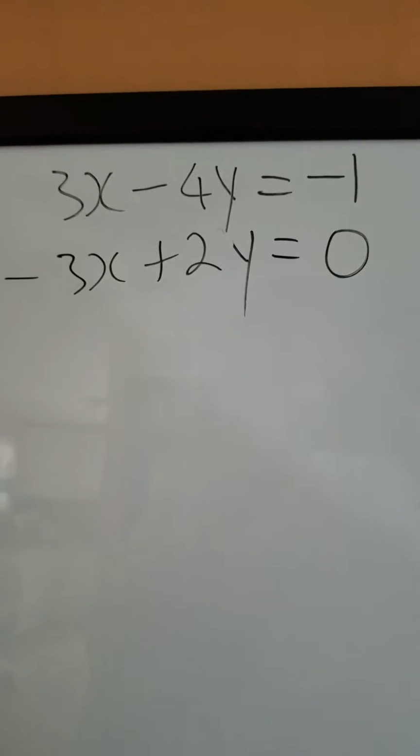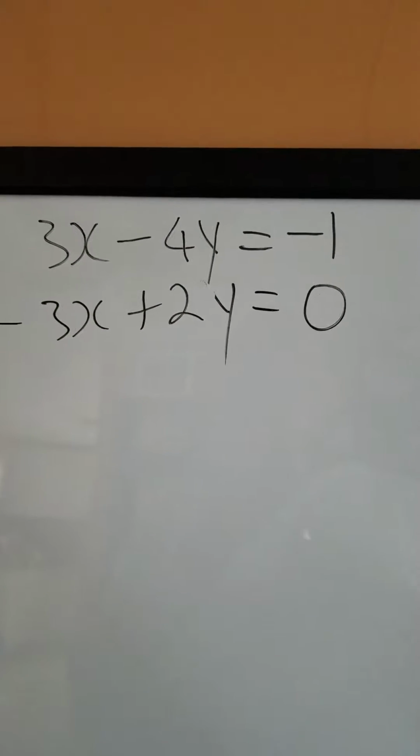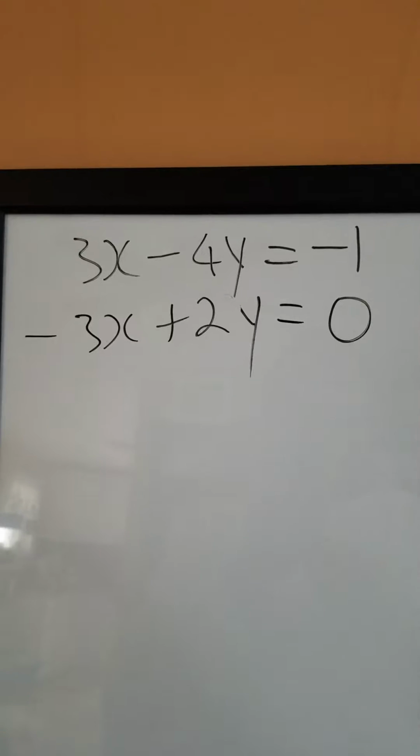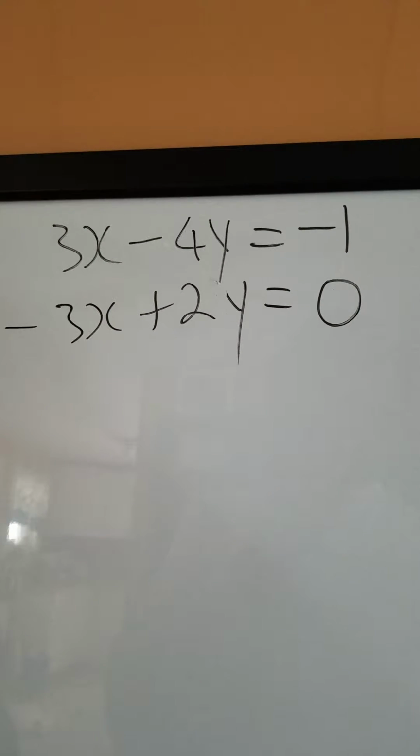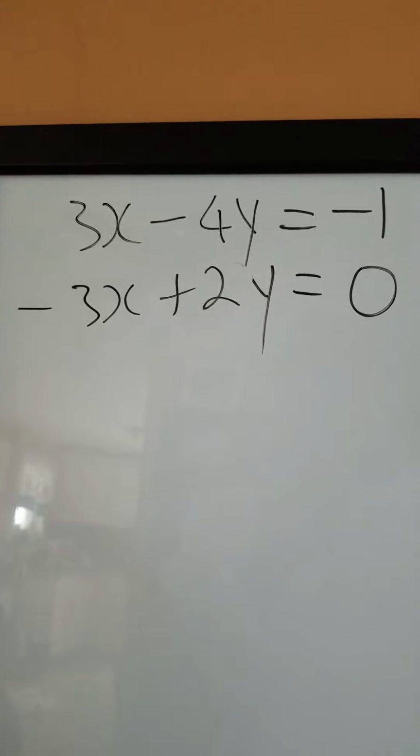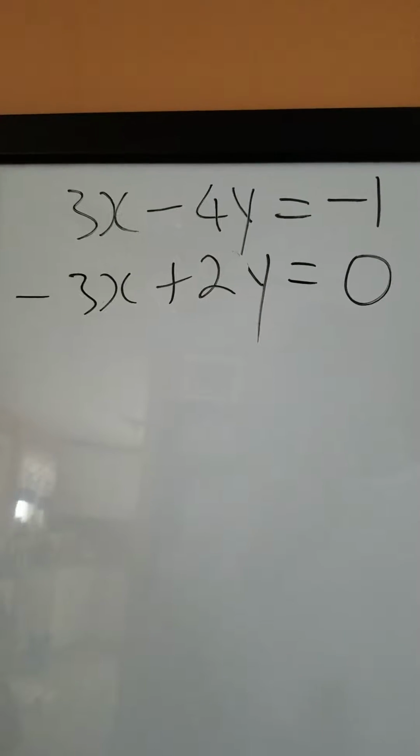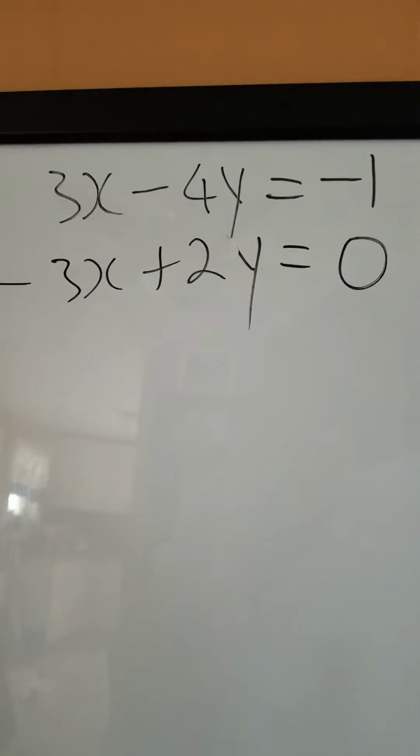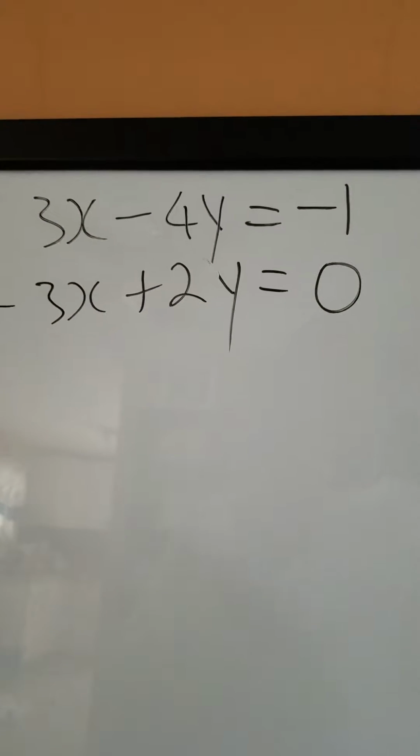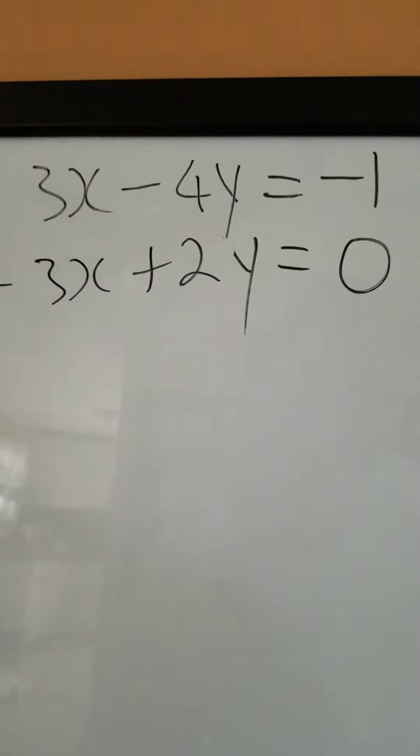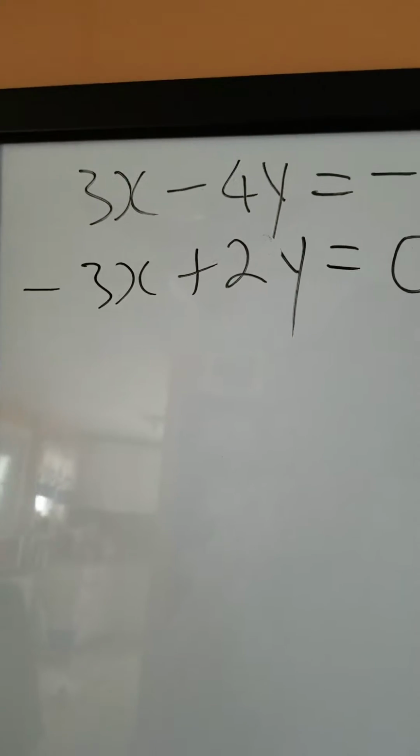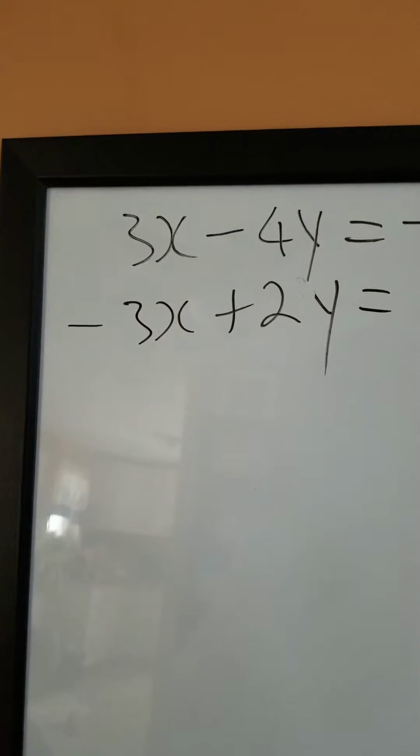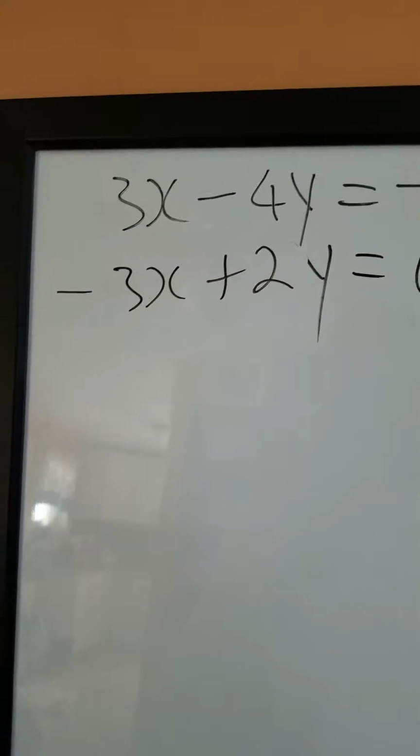Hello everyone, in this video we'll be looking at how to solve a system of equations using the elimination method. Now the main idea of the elimination method is to try and eliminate one of the variables so that we can find the value of the other one that's remaining. And after we find the value of that one remaining variable, we can simply plug it back into the equation to find the value of the variable that we eliminated earlier.